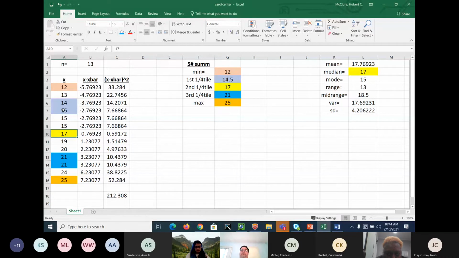That's that. How many numbers are below 17? 1, 2, 3, 4, 5, 6. 6 is even. You've averaged the two middle numbers, and that's that right there. That is how you find the 5-number summary. Now, what does the 5-number summary give you? It gives you the box plot.